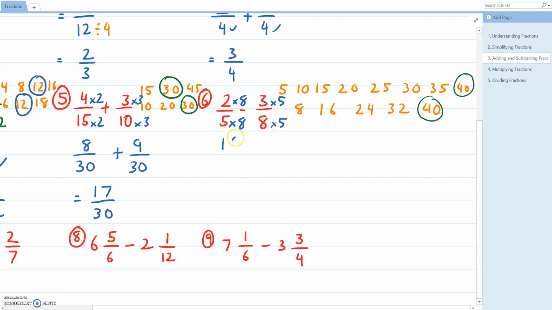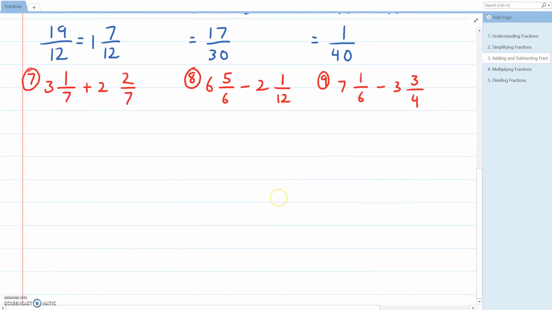So 2 times 8 is 16 and 5 times 8 is 40. 3 times 5 is, oops, minusing here, is 15, and 8 times 5 is 40, as we found before. And because we're subtracting, we're now doing 16 minus 15, which is 1, and our denominator doesn't change, so it stays at 40.